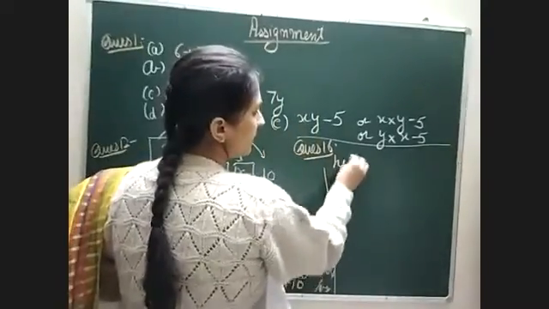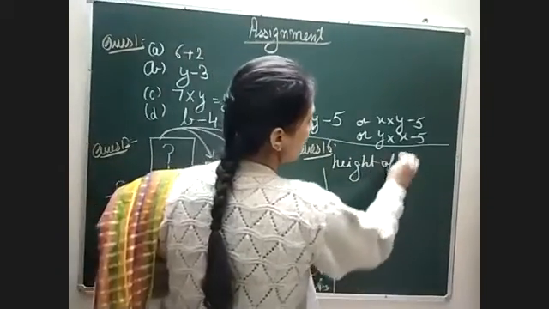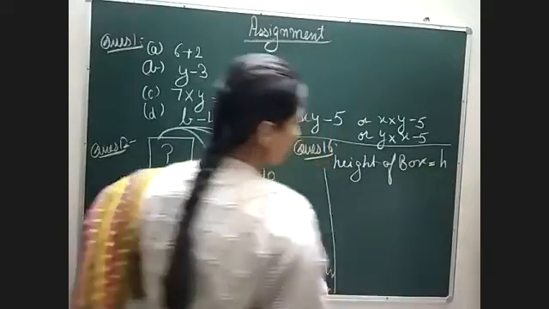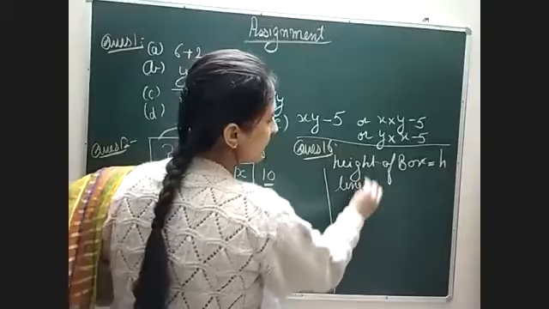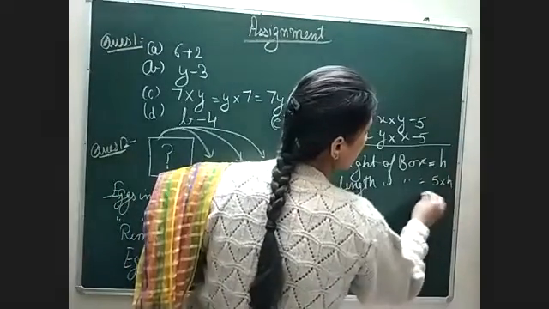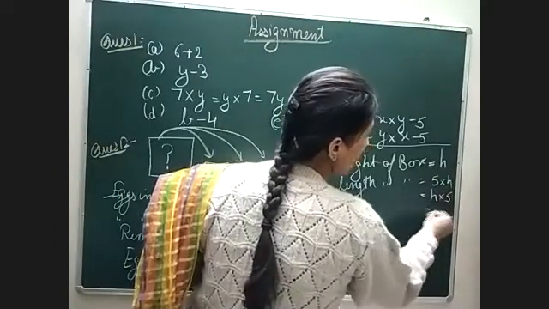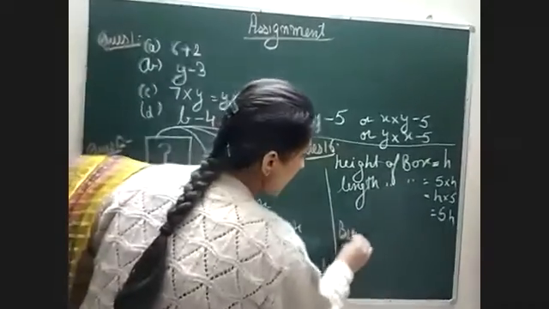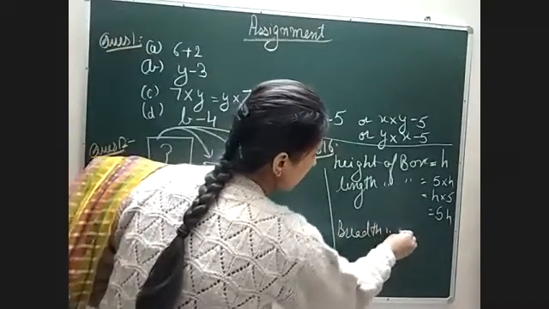We are given the height of the box and that is h centimeters. Then we are also given what is the length of the box. Here I have shown you that length is 5 times h. 5 times h means 5 multiply height. You can write 5 multiply height, you can write h into 5 or you can write 5h. All three are right.